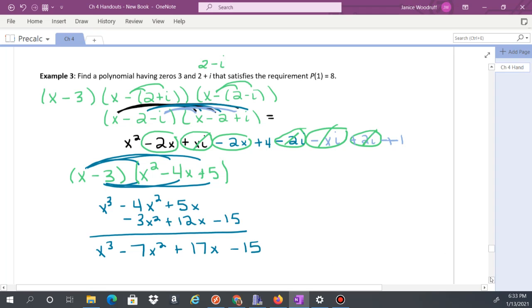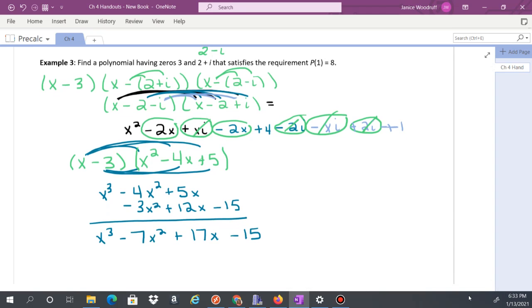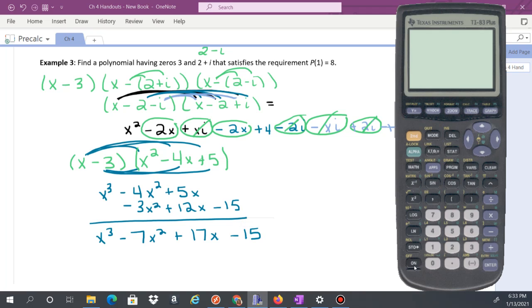Okay. All right, so let me check real quick. I just need to see the 3, right? So let me check. That might not work because we're not done with the equation, but let's see. So we've got x cubed minus 7x squared plus 17x minus 15. All right, good. We go through the 3, so we know we're good to go there.